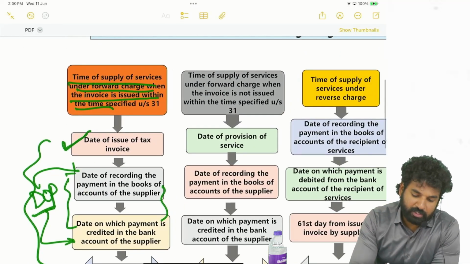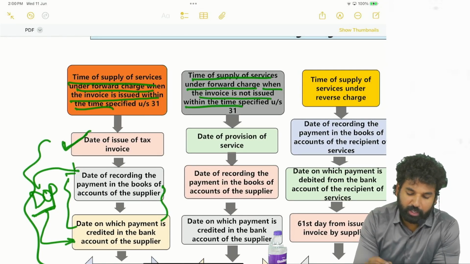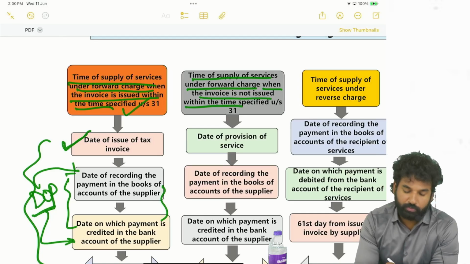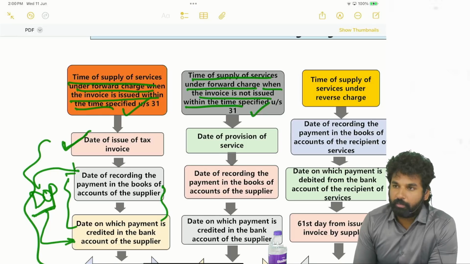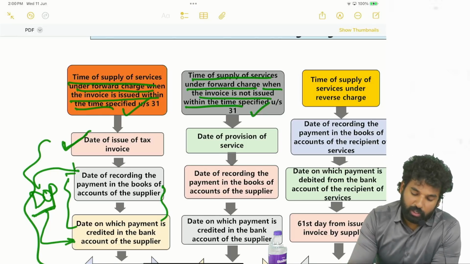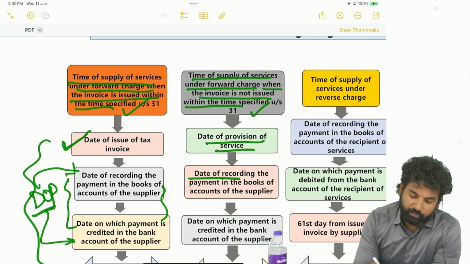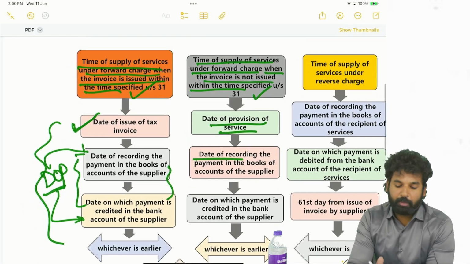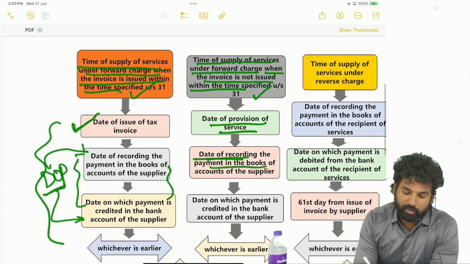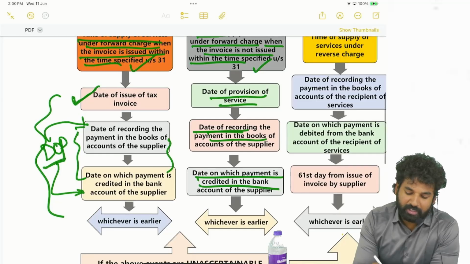Time of supply of services under forward charge, when the invoice is not issued within time. If the invoice is issued within time, it is the date of payment or date of issue of invoice, whichever is earlier. If it is not issued within time, that means section 31 is not followed. In such cases, date of provision of service or date of payment, whichever is earlier. Date of payment means date of recording of payment in books of accounts or date on which the payment is credited in the bank account.